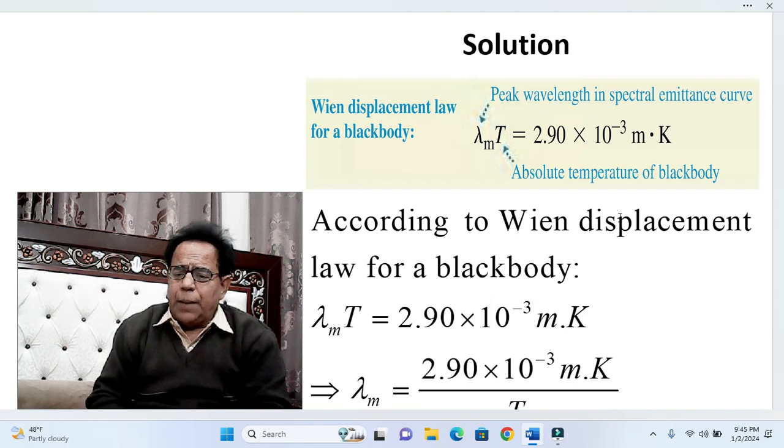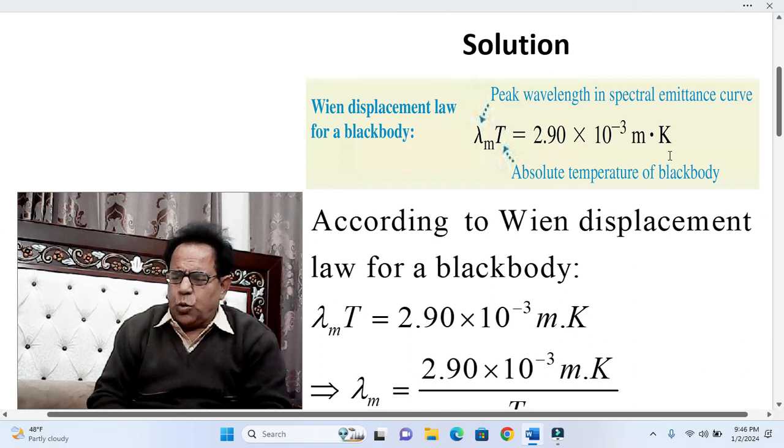Lambda m T is equal to 2.90 into 10 raised to the power minus 3 meter dot Kelvin, where lambda m is the peak wavelength in spectral emittance curve, that is to say m standing for maximum. Peak or maximum, almost similar sense. And T is the absolute temperature of black body. Remaining two are constants, that is meter and Kelvin.